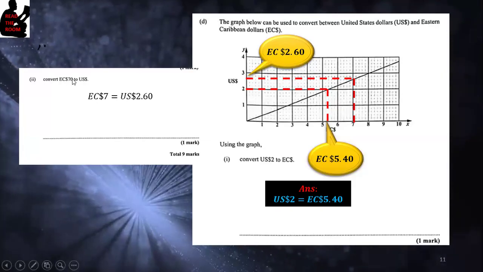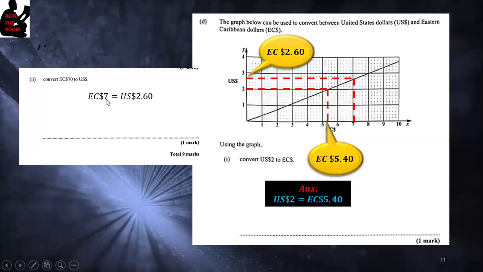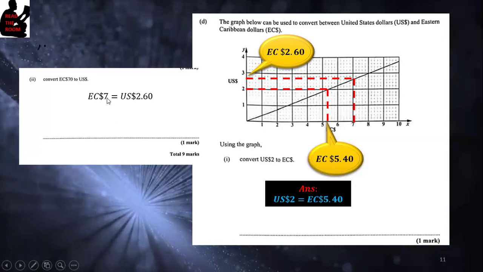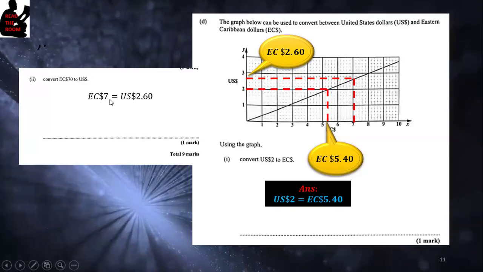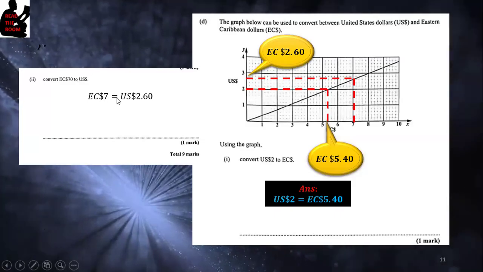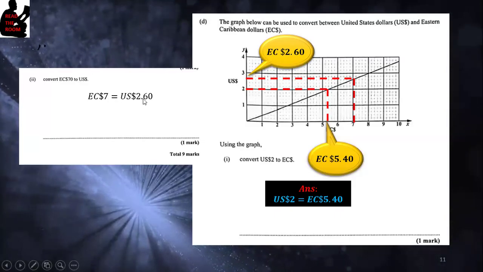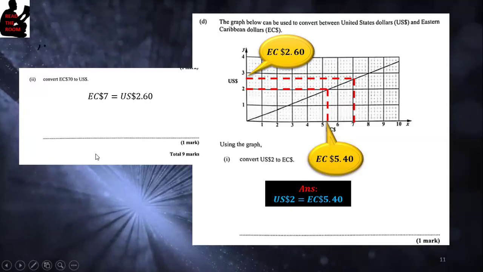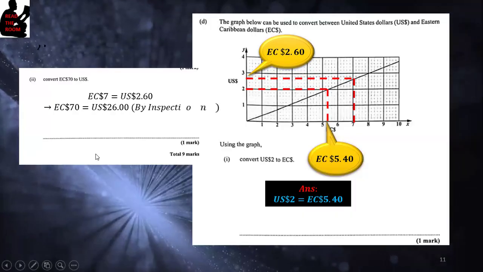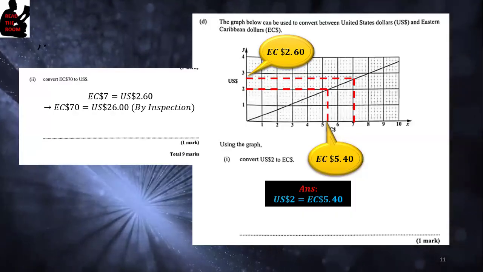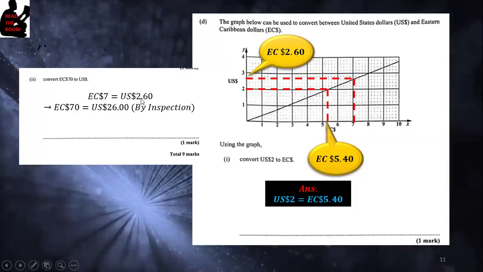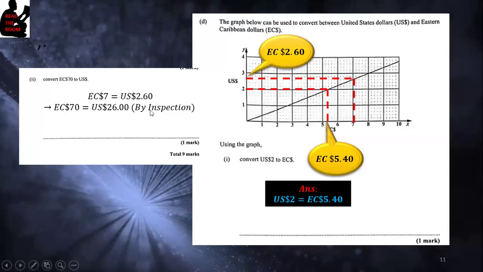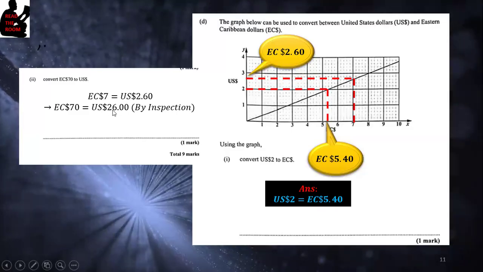So 70 is simply, I just move the point one place to the right in each case. Move the point that we don't see, which is here, over to the right, I'll get 70. I move this point that we do see to the right, and in this case, I'll get $26, which means 70 EC is equal to $26 by inspection. And this is perfectly all right. Just do this for CSEC. You can say by inspection, it is $26.